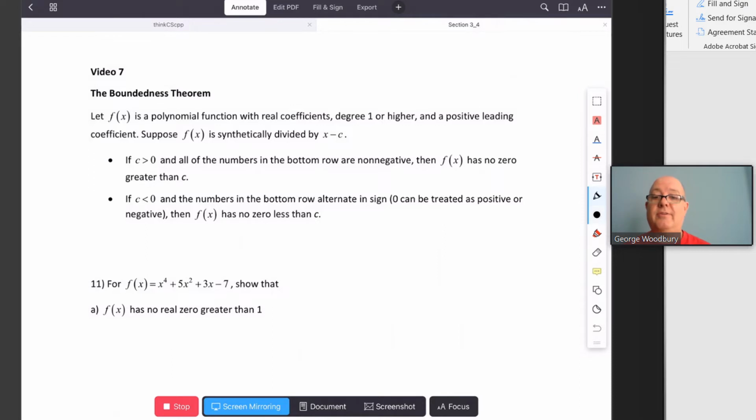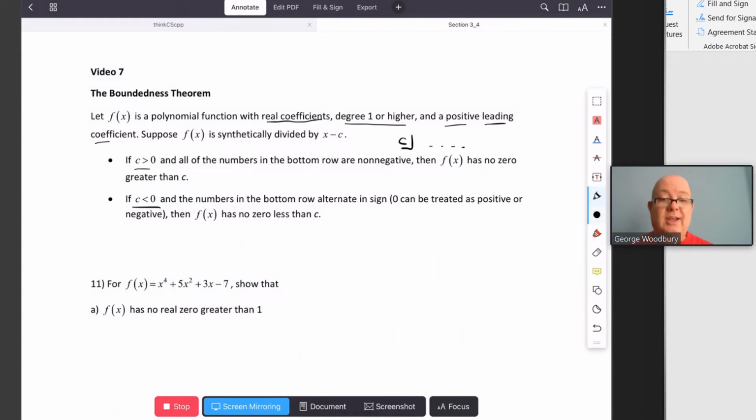So it says that if f of x is a polynomial function with real coefficients and is degree 1 or higher, meaning that it's not just a constant function, and that the leading coefficient is positive, so the first coefficient of the term of highest degree has to be positive. Then suppose we divide synthetically by x minus c, meaning that we're going to put c in the box. If c is greater than 0, and you do the division and all the numbers in the bottom row are non-negative, meaning that they're either 0 or positive, then the function has no 0 that's greater than c, so we don't have to look any further in that direction.